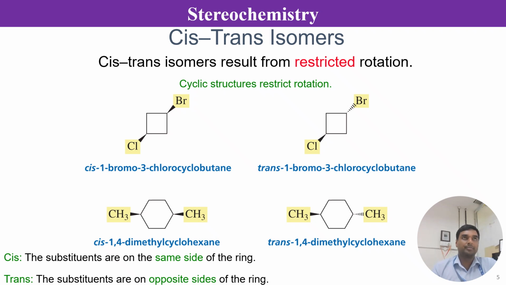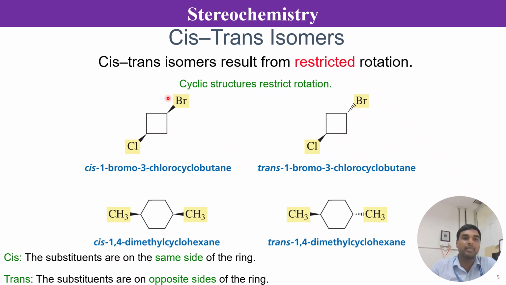Now, we are more interested in stereoisomers because molecules are represented in three dimensions, and in reality also they exist in three dimensions. So there are two types. One is geometrical or cis-trans isomers. That is based on restricted bond rotation over a double bond or a cyclic ring.